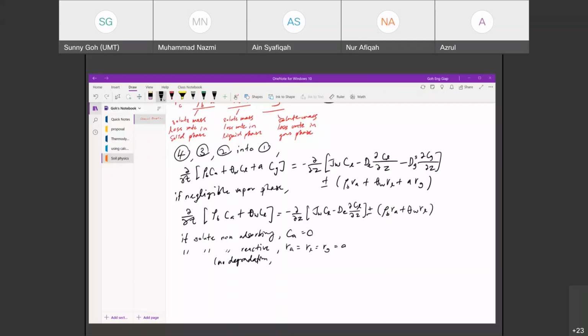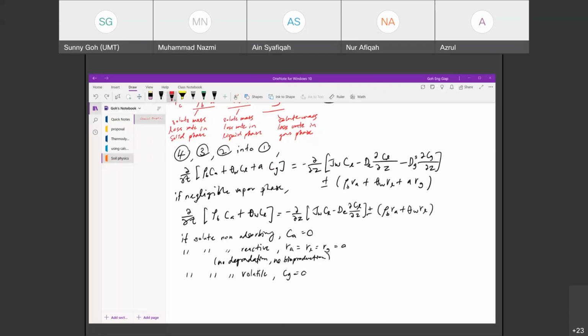No bioproduction. So if it is also non-volatile, non-volatile means they cannot evaporate. If it cannot evaporate, the Cg in the gas phase is also 0, right? So that means Cg can be cancelled out.